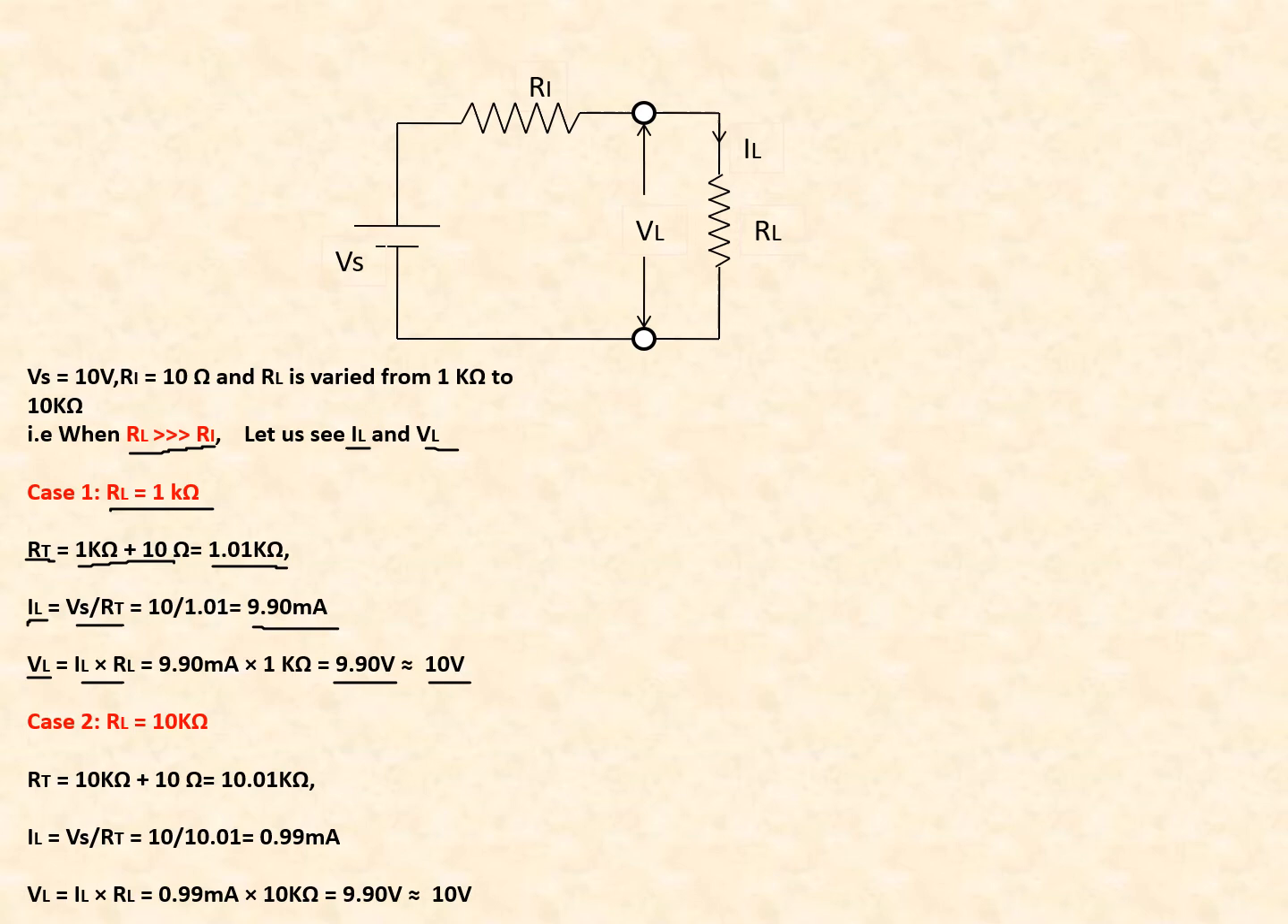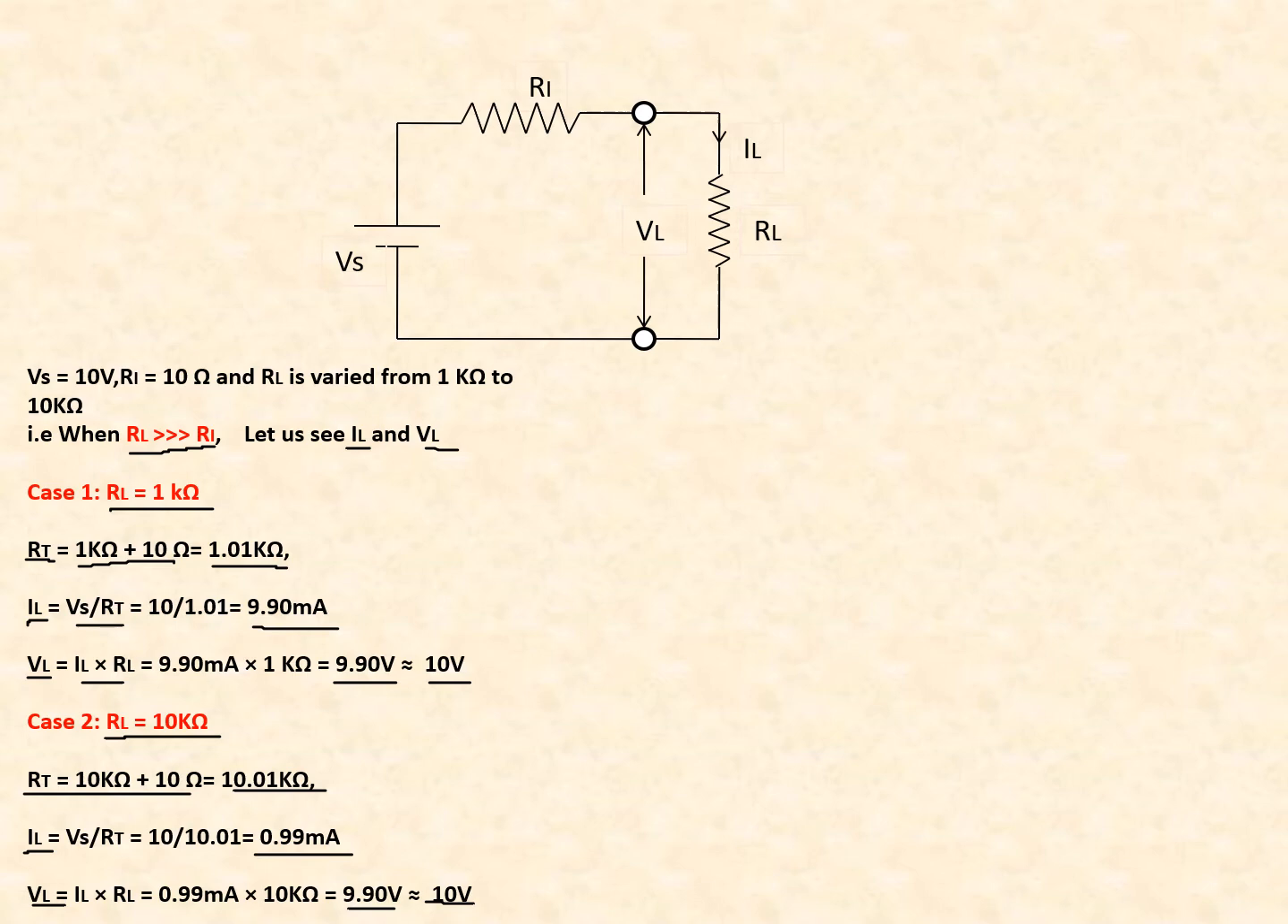Let us take case 2. Now we are making RL equal to 10 kilo ohms and we have followed the same formula. RT is equal to now 10 kilo ohms plus 10 ohms, that becomes 10.01 kilo ohms. From that IL is calculated, that comes to be 0.99 milliampere. And finally load voltage is calculated using IL into RL. Its value comes to be 9.90 volt, that is approximately 10 volt.